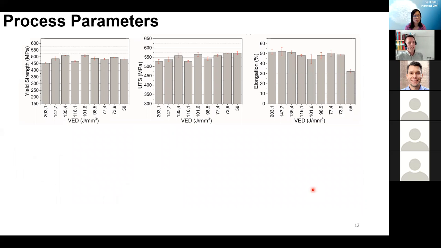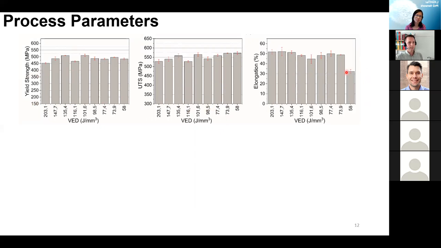If we then look at the mechanical properties, once again, this is tensile testing. We can see that the yield strength and the UTS values are quite similar. We don't see any specific trends or anything like that. It's consistent. We are well above the recommended value for this, regardless of which parameter sets that we have used.